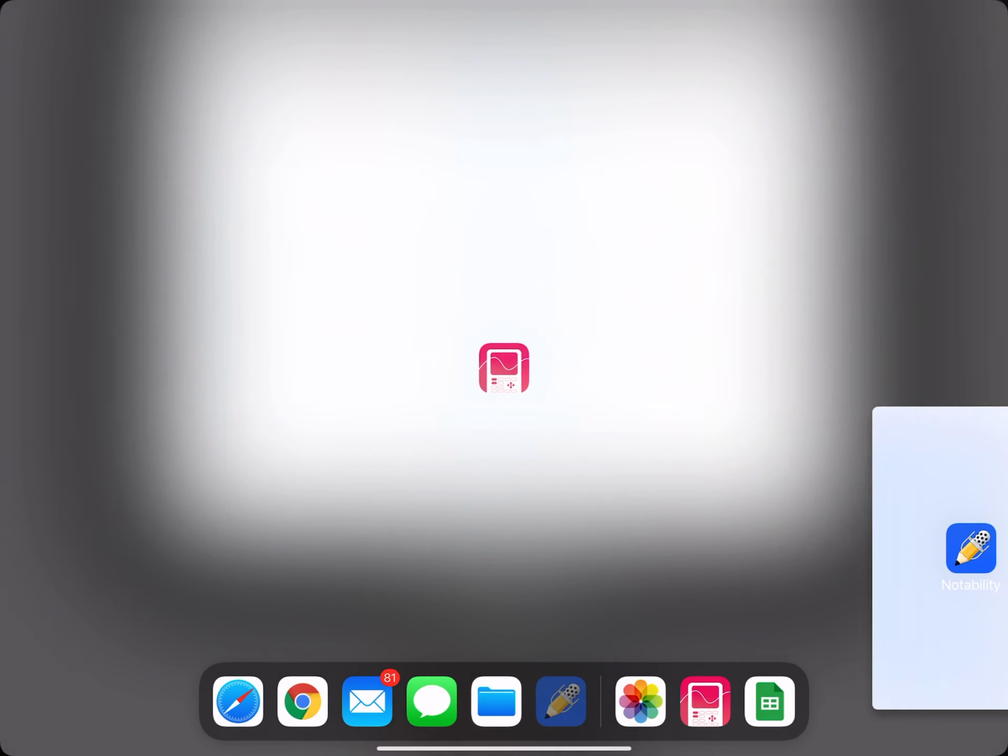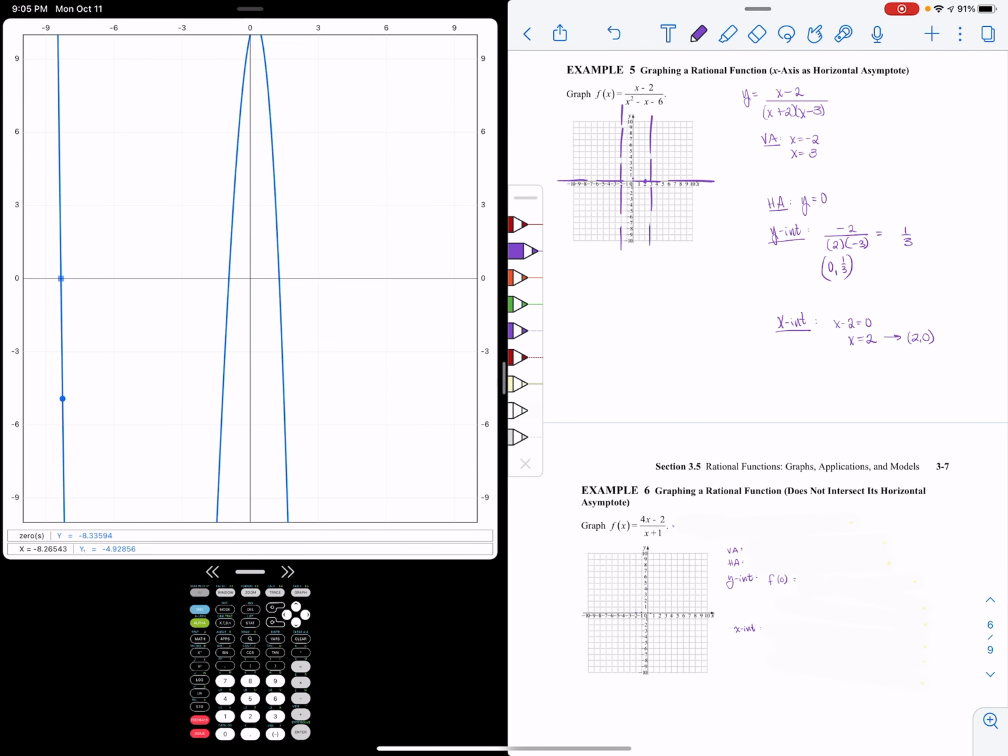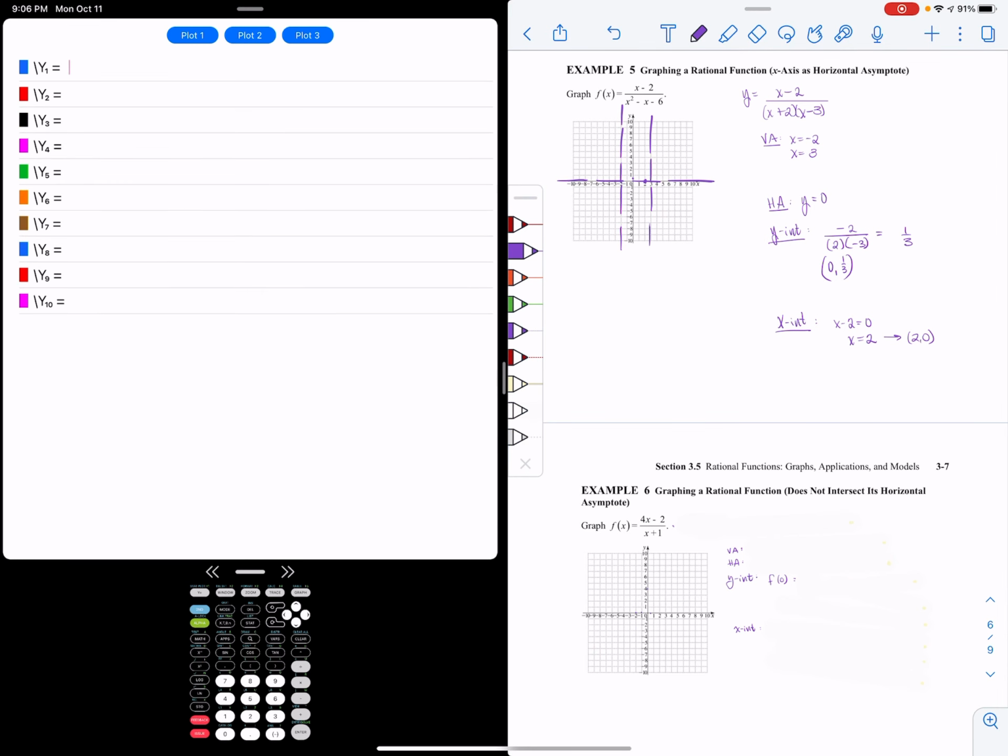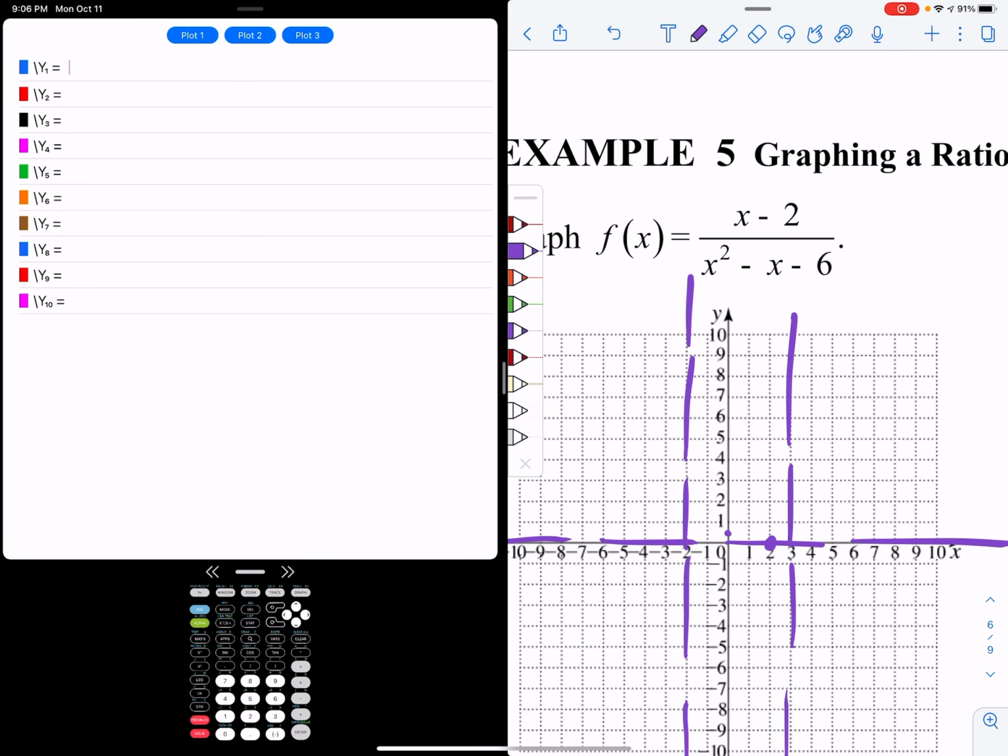I'll get both screens on here at the same time. Go into your y equals. Now, the one thing a lot of students tend to forget is that the entire numerator needs a set of parentheses and the entire denominator needs a set of parentheses.